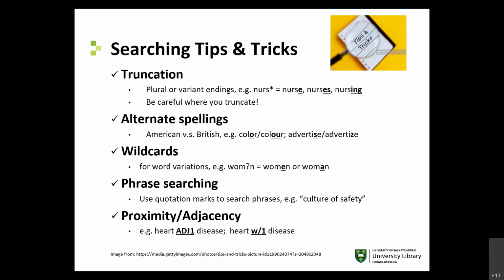Hi. So with the proximity adjacency one, we have to do both heart ADJ1 disease as well as heart W1 disease? No, those are just 2 different examples of the way you could use it. The W slash number is used, for example, in the Scopus database. The ADJ number is used in the OVID databases like Medline, APA PsycInfo, things of that nature. So it does vary from platform to platform, from database to database. I just wanted to give you some different examples of what it could look like.